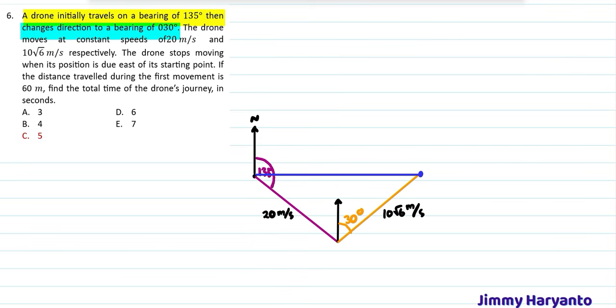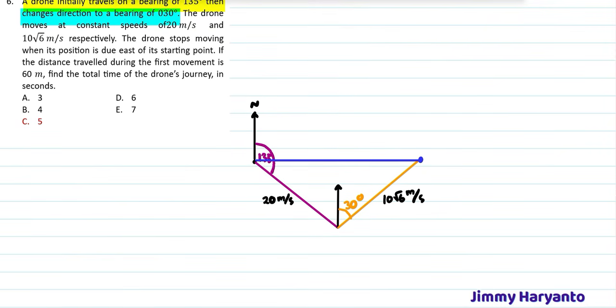Okay. Next is if the distance traveled during the first movement is 60 meters. So we also know that this one is 60 meters. Find the total time. Okay, so first I think we have to find the distance of the orange line.